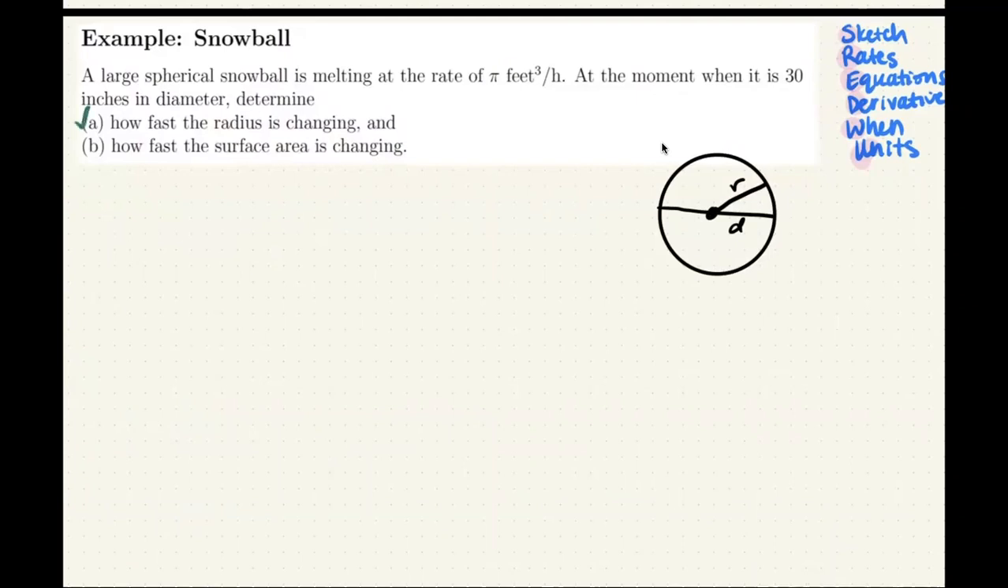Now we're on part B. How fast is the surface area changing? And this is at the same point in time. So when the diameter is 30 inches, which we decided was when r equals 5/4 feet. We decided that's the same as the diameter being 30 inches. We still also have dV/dt equals negative pi. I don't know if we'll need it, but we've got it. We actually might not need it at this point, but why not write it down?